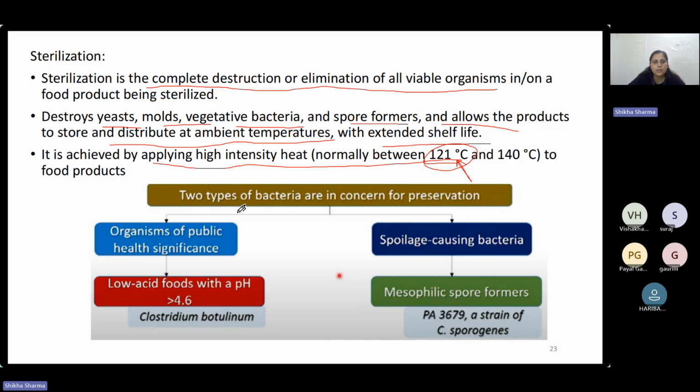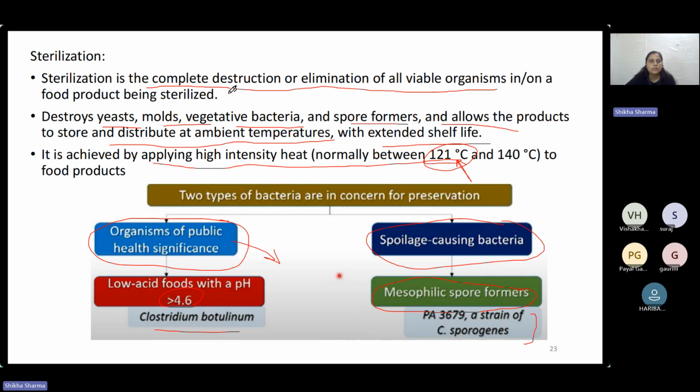So there are two types of bacteria, organisms which are of public health significance, and another is the spoilage causing bacteria. These are mainly the toxin producing bacteria. They will be in low acid food with a pH of greater than 4.6, like Clostridium botulinum, and mesophilic. The spoilage causing bacteria will be mesophilic spore formers.